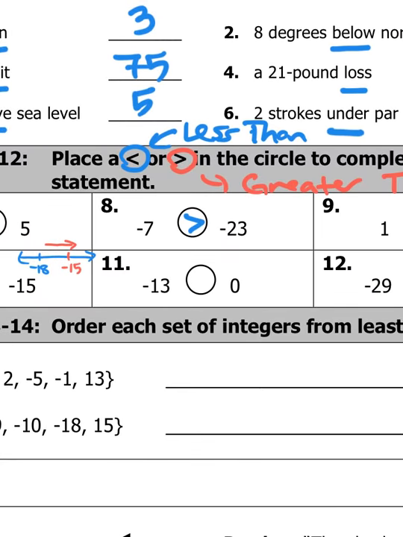Okay, for number 11, I'm comparing negative 13 and 0. 0 is always to the right of the negative numbers, so it's larger than negatives. So I'll use a less than sign here. Negative 13 is less than 0.